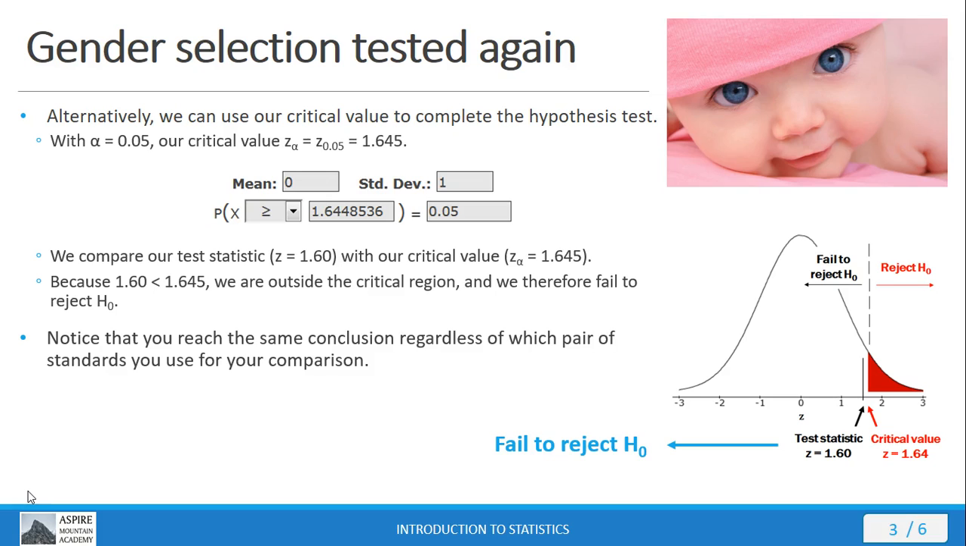Notice we get the same conclusion regardless of which pair of standards we're using for our comparison. So it doesn't matter whether you're comparing the p-value with your alpha level or you're taking the test statistic and comparing it with the critical value. You're going to get the same conclusion coming out regardless of which way you do it. And if you don't get the same conclusion, then that says something is seriously wrong, because you should get the same conclusion coming out.